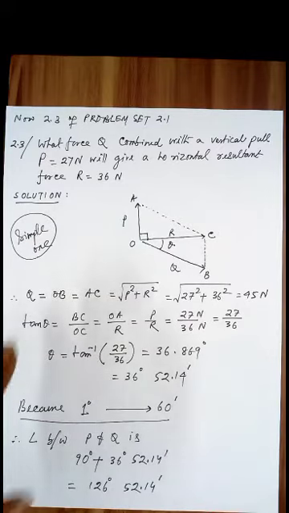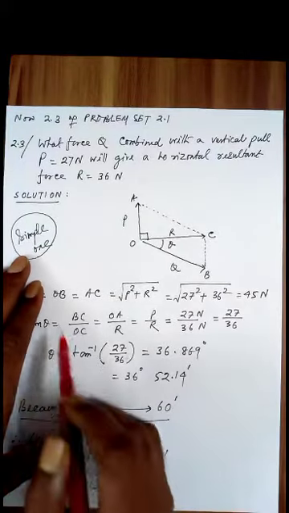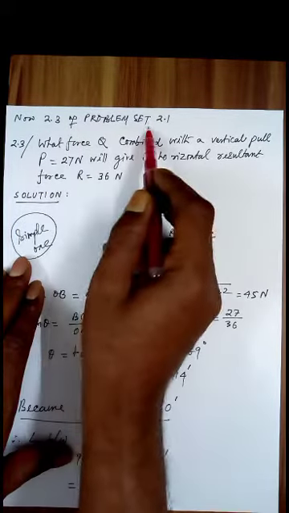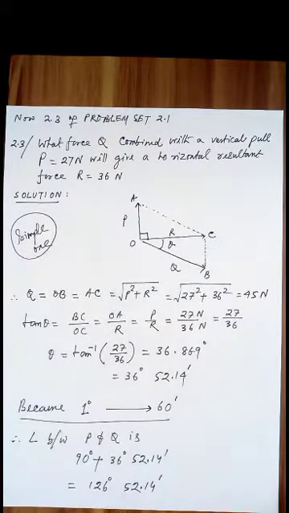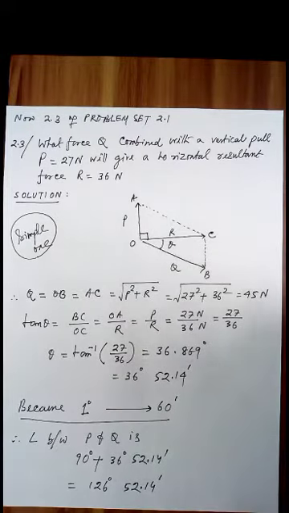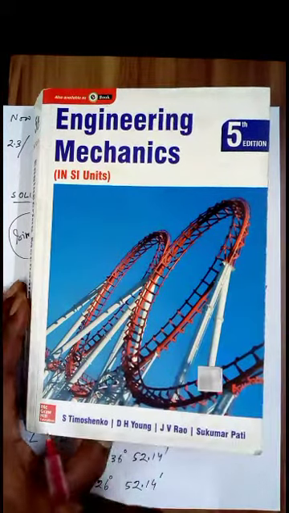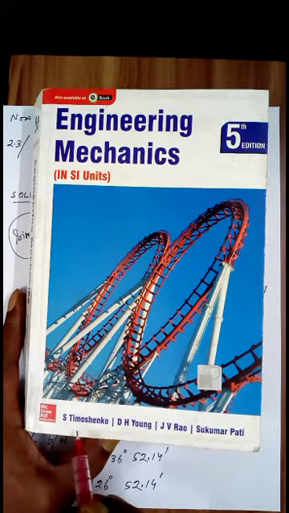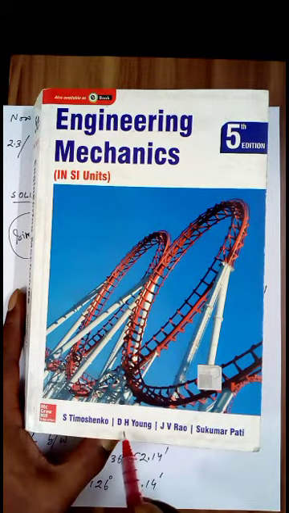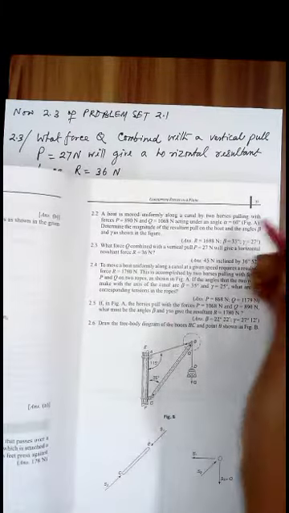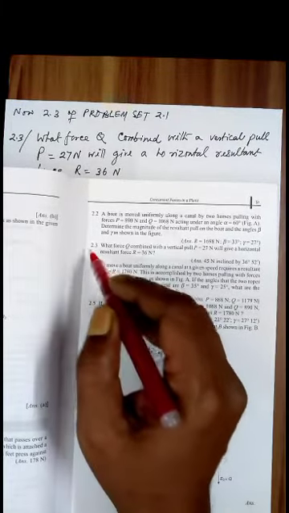Now let's move forward. Now at problem 2.3 of problem set 2.1 of this book, Engineering Mechanics, Tata McGraw-Hill publication by Timoshenko, D.H. Young, J.V. Rao and Sukumar Pati, at page 51. That is this one.